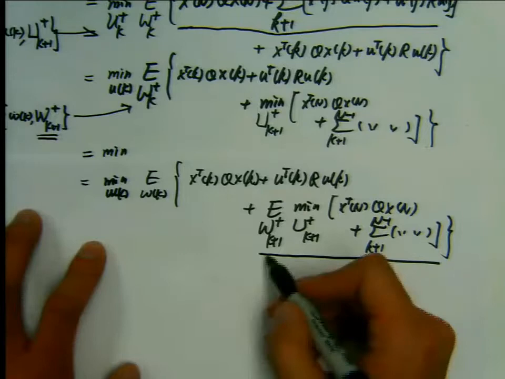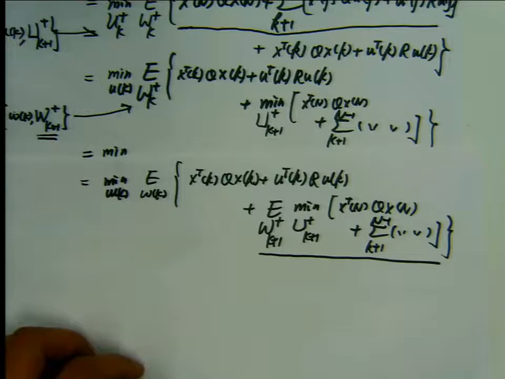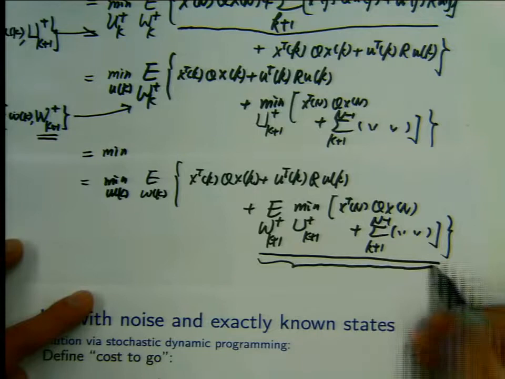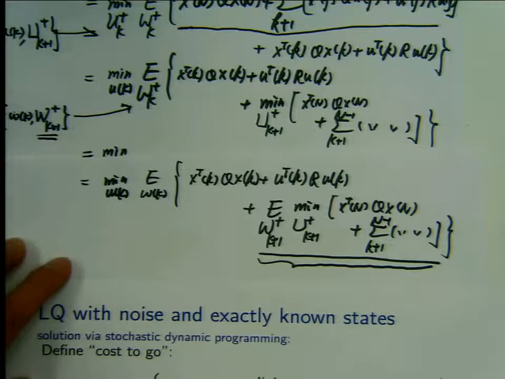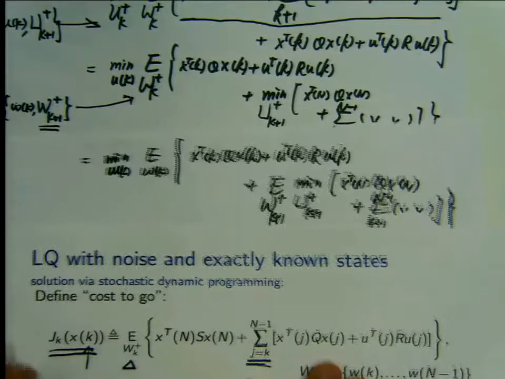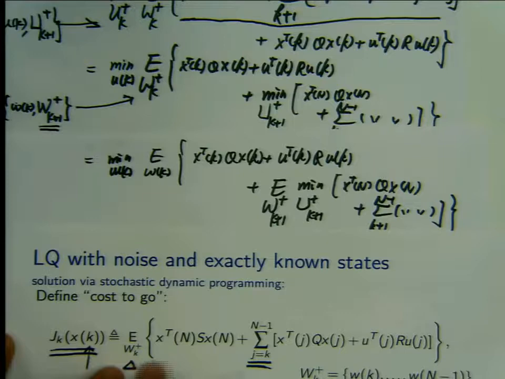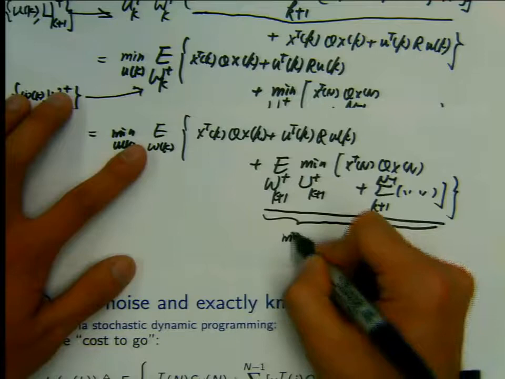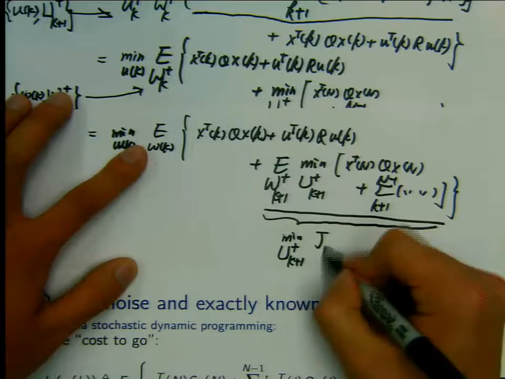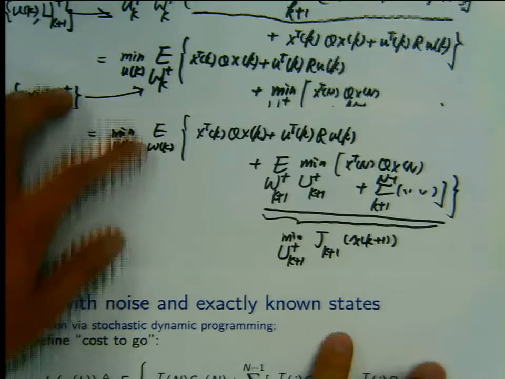So we have established, let me see, what notation did I use? Here, the notation I used is, if you look at here, this term over here equals J_{k+1}(x_{k+1}). If you replace every k with k plus 1 here, this term is the cost to go at k plus 1. So this is, as you can see, the minimization over U_{k+1} of J_{k+1}(x_{k+1}).